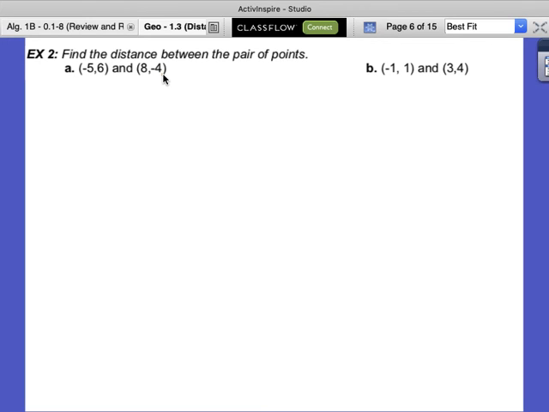So between these two points now, is it X, Y, or is it Y, X? X, Y, alphabetical. Once you have it or have questions, I want you to raise your hand.